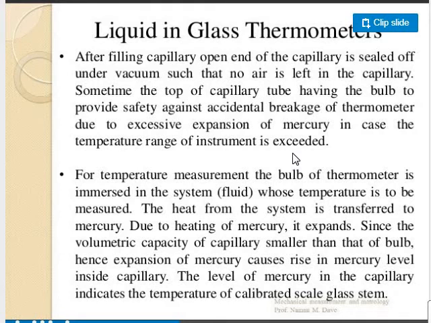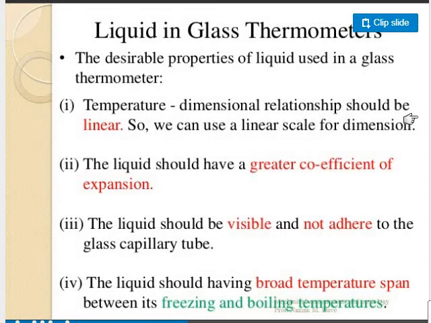Since the volumetric capacity of the capillary is smaller than that of the bulb, expansion of the mercury causes a rise in the mercury level inside the capillary. The volume is larger at the bottom, but above it the tube is lengthy and its diameter is small, so the rise happens in the capillary. The level of mercury in the capillary indicates the temperature on the calibrated glass scale. Whatever the temperature is, the mercury rises and shows it to us directly.